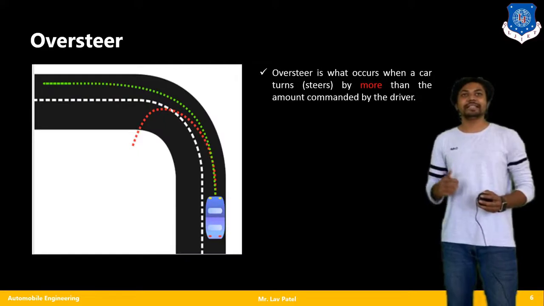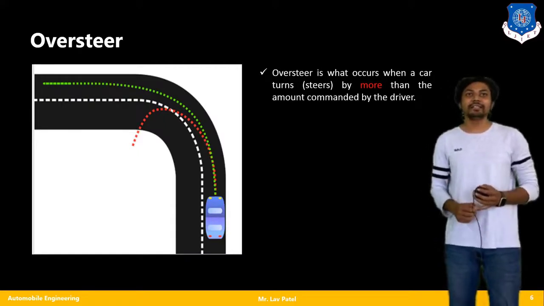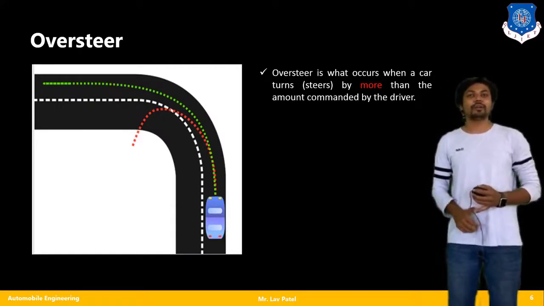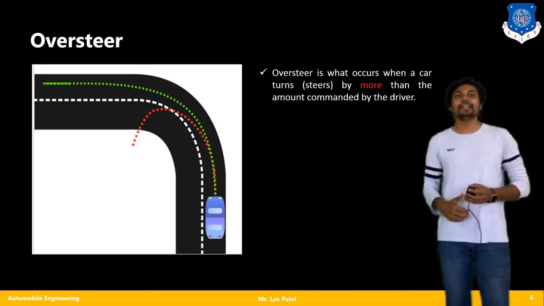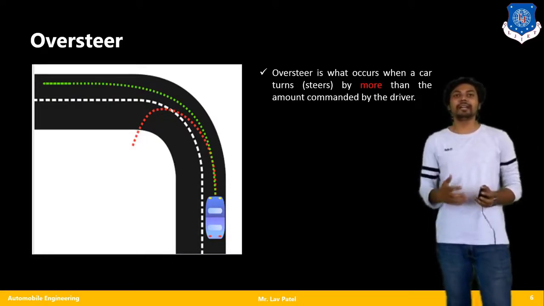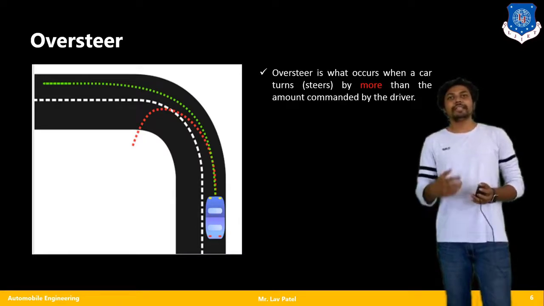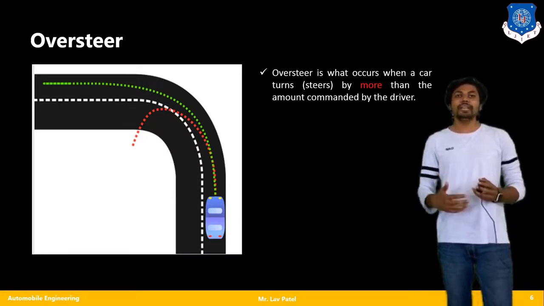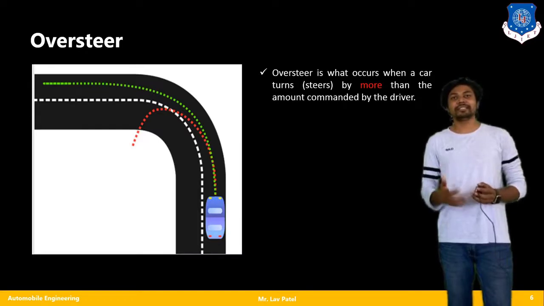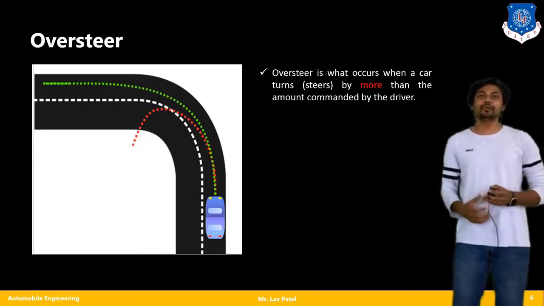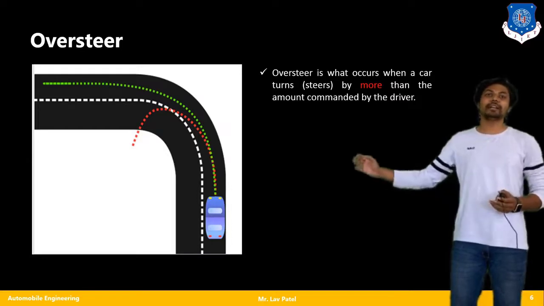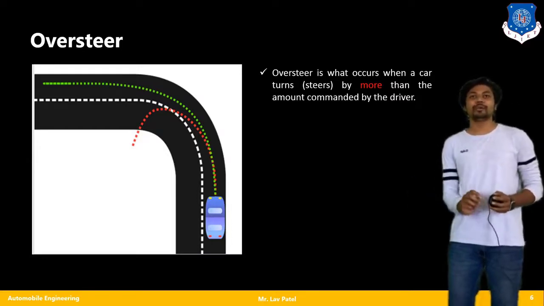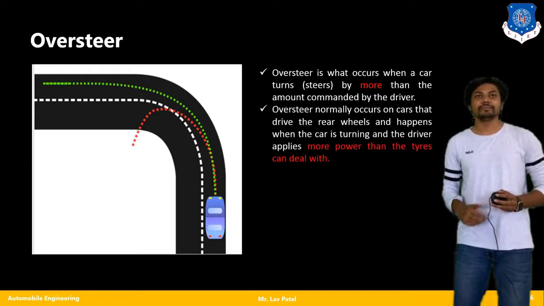Oversteer occurs when a car turns by more than the amount commanded by the driver. So we can say that the required turning radius is going to be decreased in such a way that my vehicle is going to turn before that curvature. So according to that red path, my vehicle is going to oversteer in that condition.